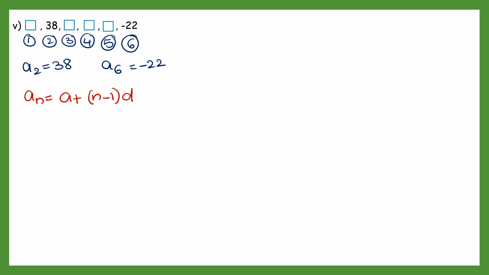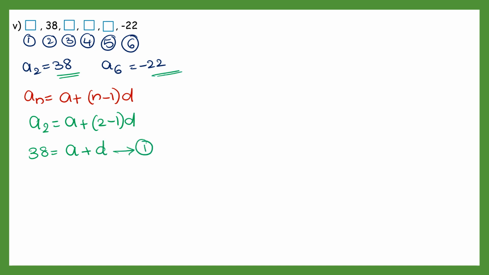Now, first they have given the second term. So, we will write the formula for that. A2 is equal to A plus (2 minus 1) into D. A2 is what? 38. So, 38 is equal to A plus (2 minus 1), which is 1, into D, which is D. We don't know the first term also. This is the first equation.